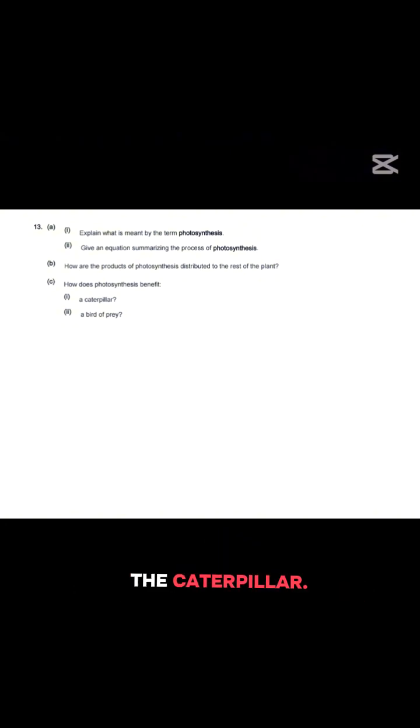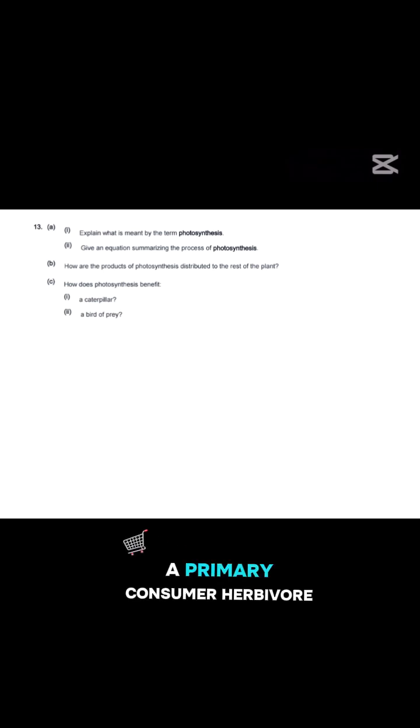C. How photosynthesis benefits: 1. The caterpillar. It benefits directly as a primary consumer, a herbivore, by feeding on the leaves, obtaining the chemical energy stored in the plant tissues. 2. A bird of prey. It benefits indirectly as a secondary or tertiary consumer. The bird eats herbivores, like caterpillars or rodents, that rely on plants, tracing its entire energy chain back to the primary productivity initiated by photosynthesis.